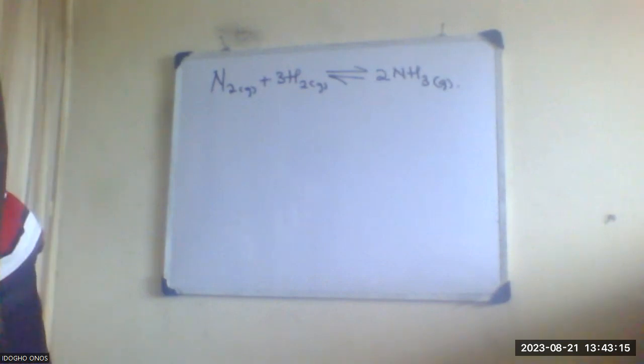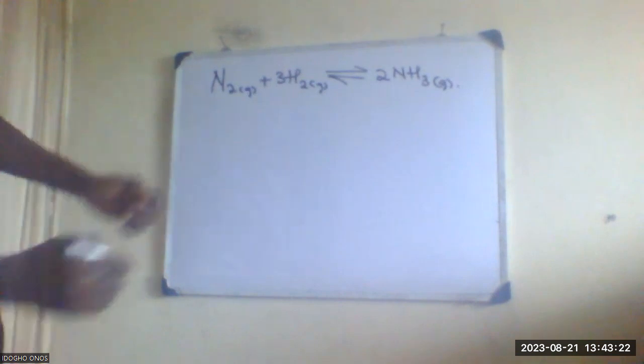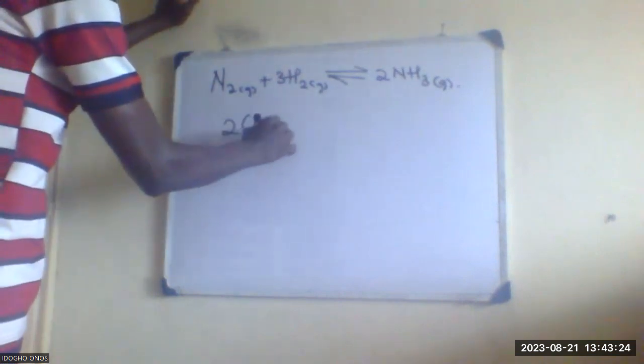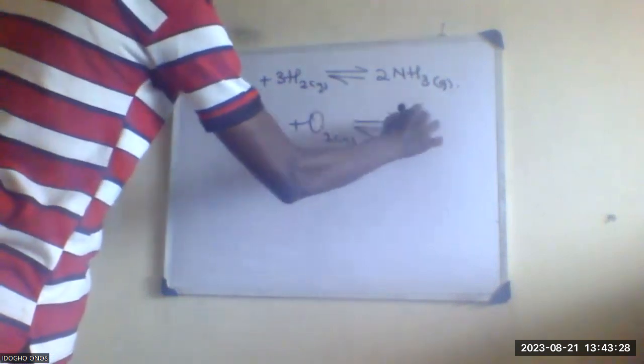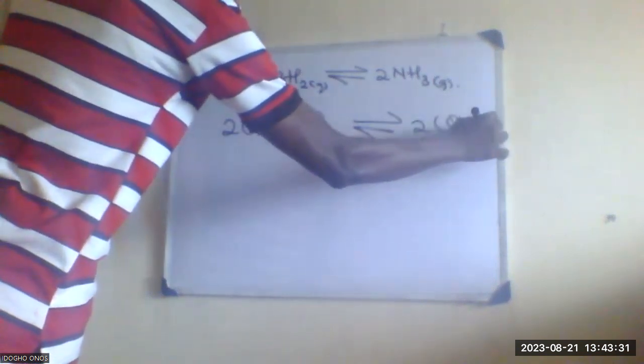Okay, that's one example. We can also write another one: 2CO gas plus O2 gas gives 2CO2 gas.